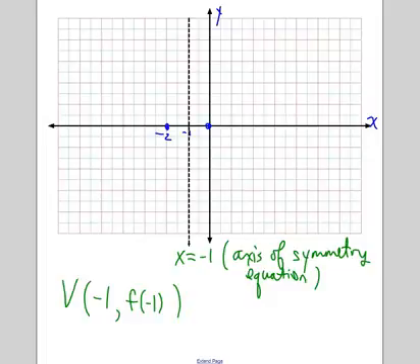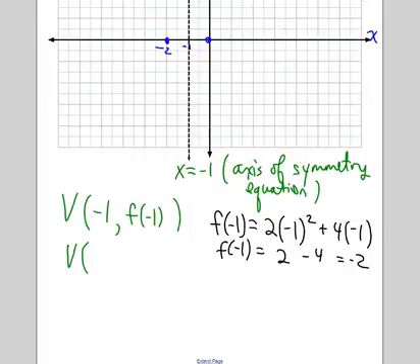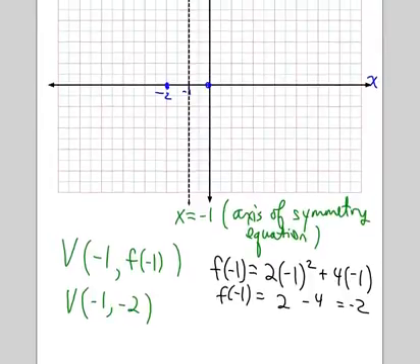Okay, now here we would have to go back to the function equation and substitute in negative 1 for x, and it was 2 times x squared plus 4 times x, or we could use the factored form, which was 2x times x plus 2. Either way, we're going to get 2 subtract 4, which is negative 2. So our function value at negative 1 is y equals negative 2. So our vertex now is known to be negative 1 comma negative 2. So we could plot that on the graph. Negative 1, negative 2, and there's our vertex.